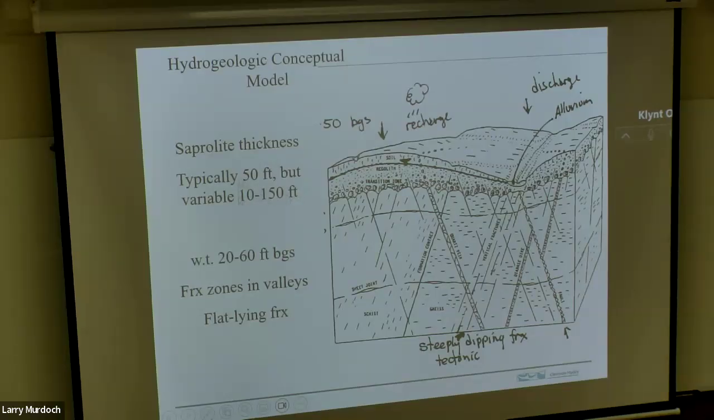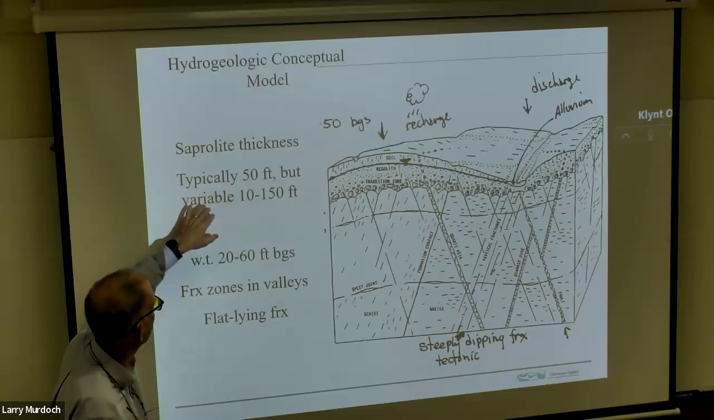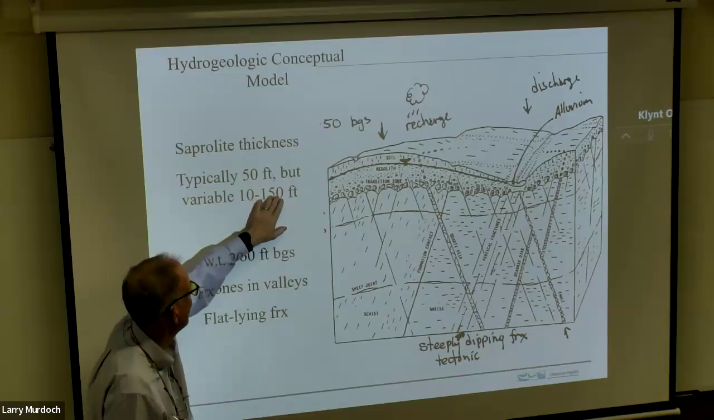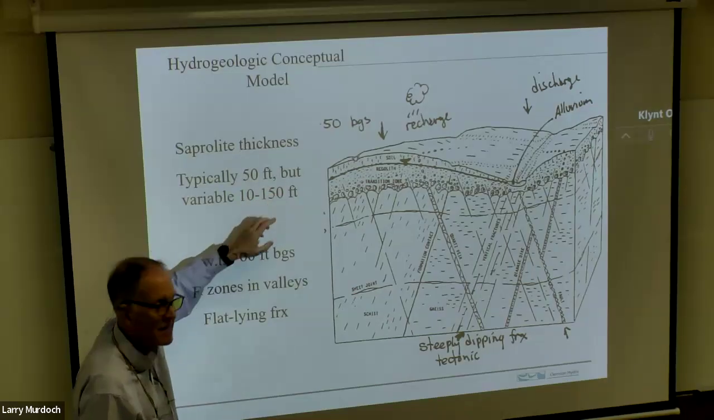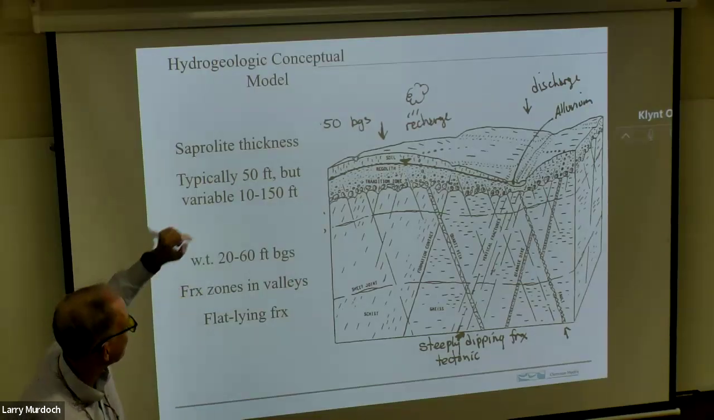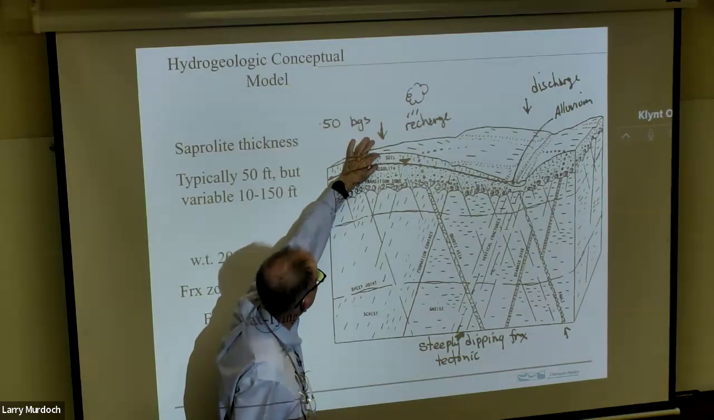The saprolite thickness here is typically around 50 feet, but it's variable up to 150 feet, and in some places I have a low of 10. Some places there's no saprolite and the rock is right there, but that's fairly rare around here. It's, I don't know, 10 feet or maybe 30 feet at the minimum. And 150 feet, probably thicker in some places, but this is about as thick as I've typically seen it. And then this is the water table, so 20 to 60 feet depth.